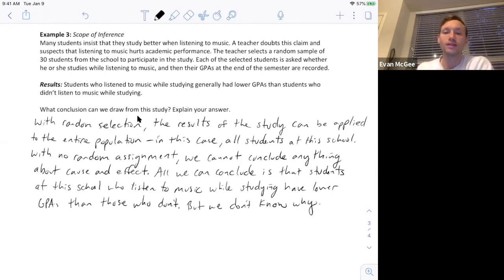So the students were randomly selected for this study, but since they weren't randomly assigned, we can't make any conclusion about cause and effect. So really, all we can say is we can use this sample to draw inference about the population, which would be all the students at this school, and we can say that the students at this school who listen to music while studying have lower GPAs, but we can't say it was caused by them listening to music because they weren't randomly assigned to treatments. So this, I wanted to say, is called the scope of inference.